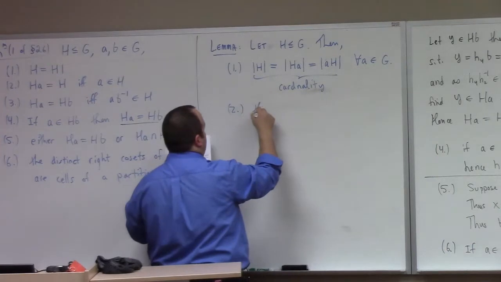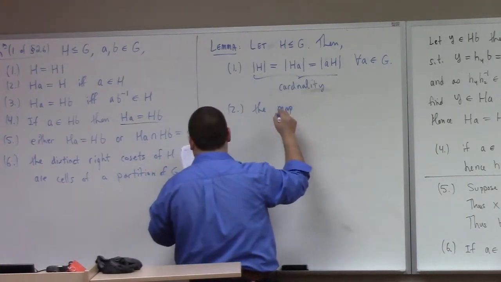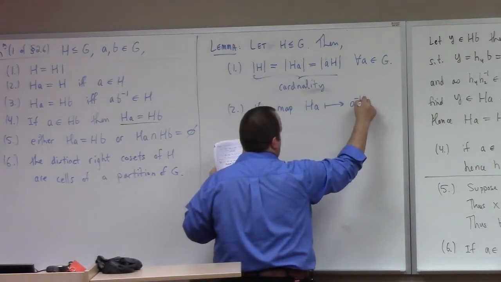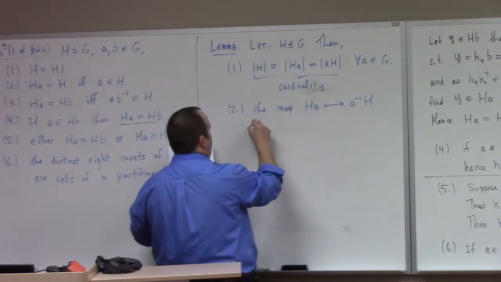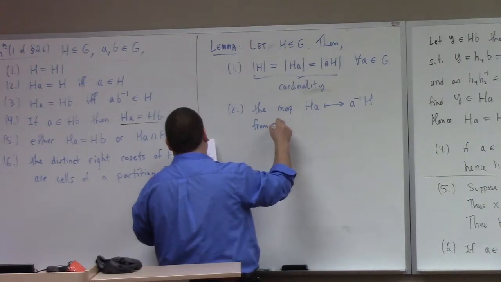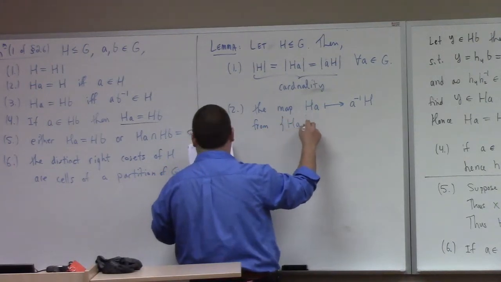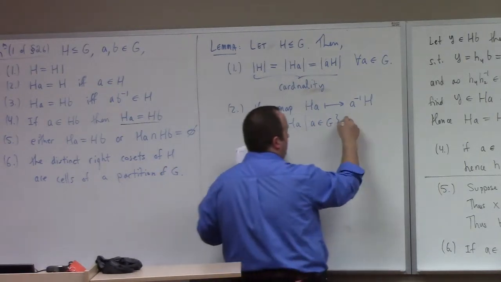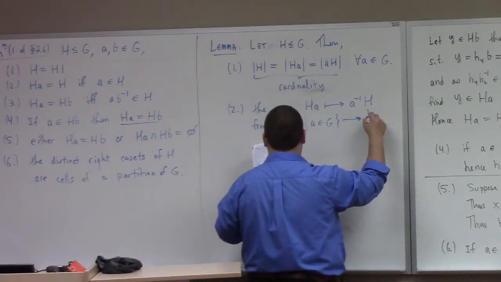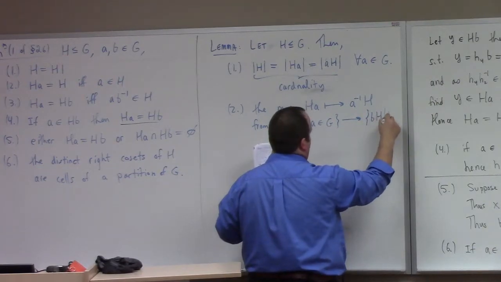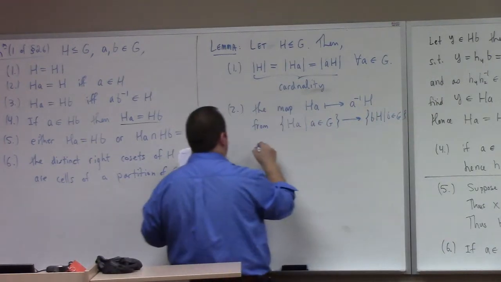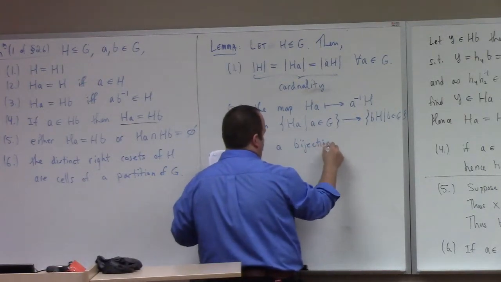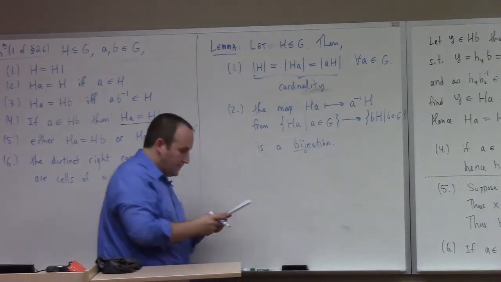The map HA maps to A inverse H, from the set of right cosets to the set of left cosets, is a bijection. Or, if you like, a one-to-one correspondence.